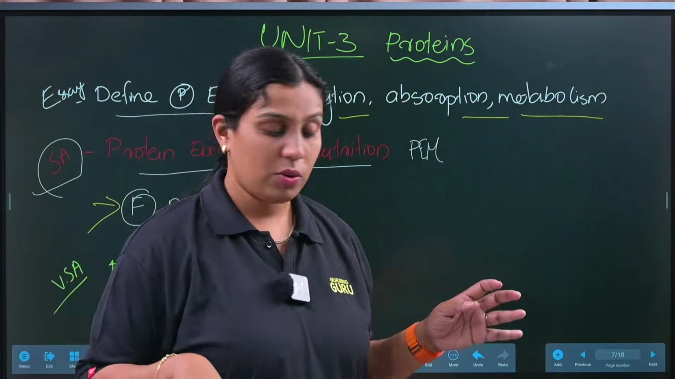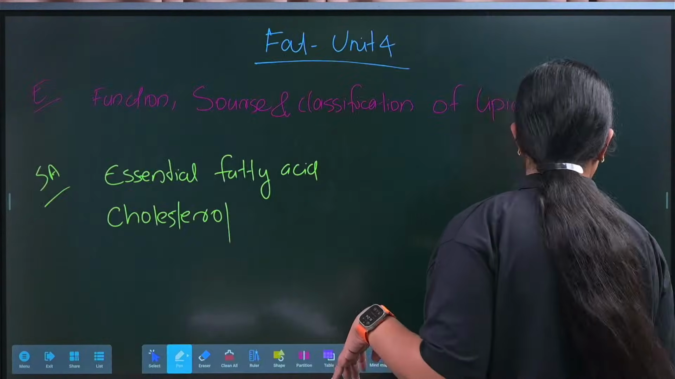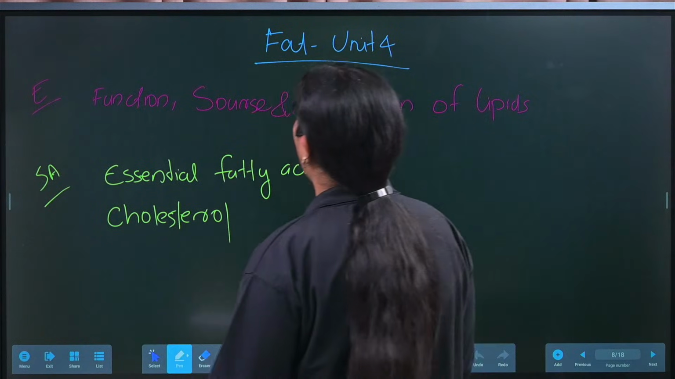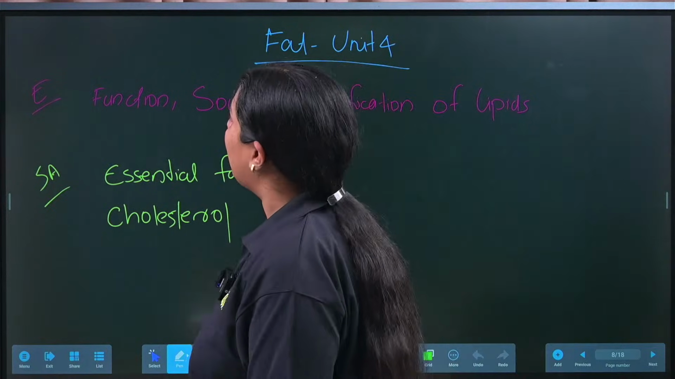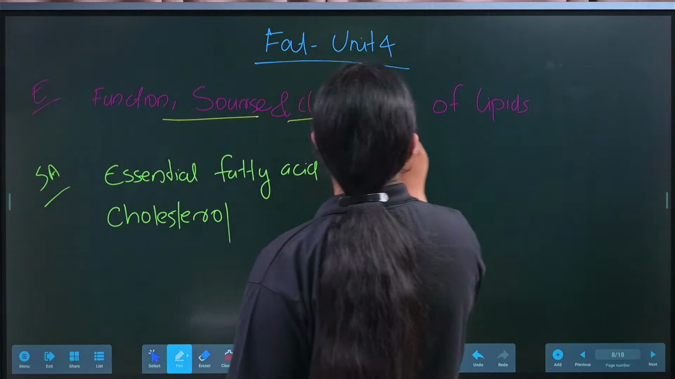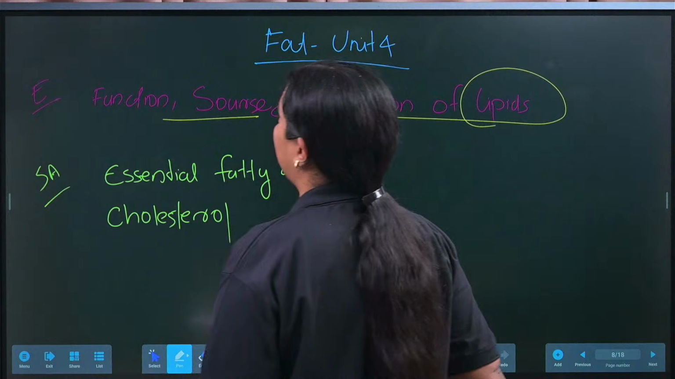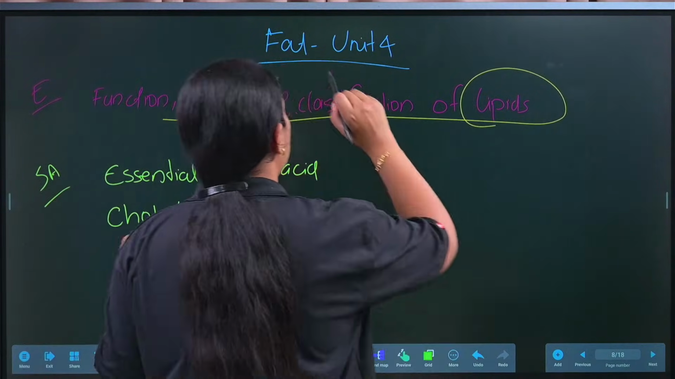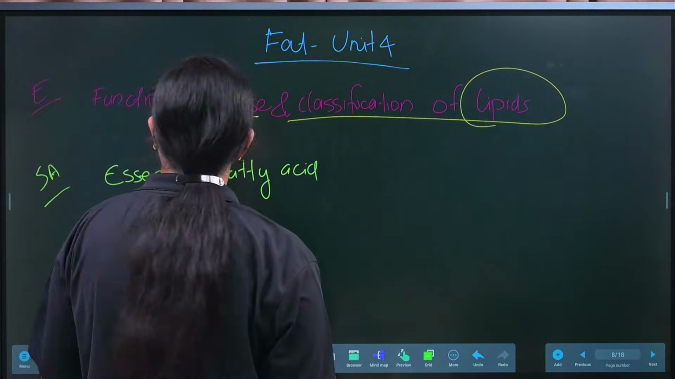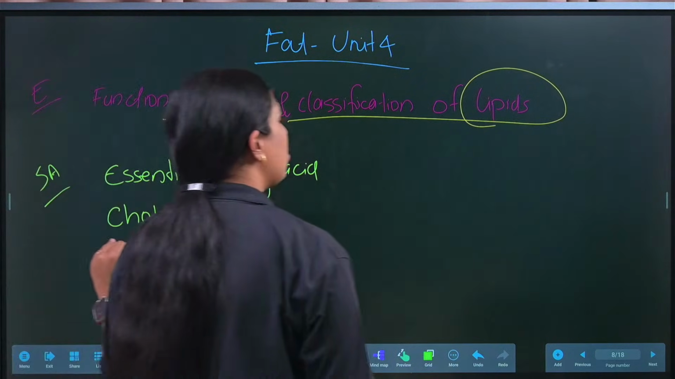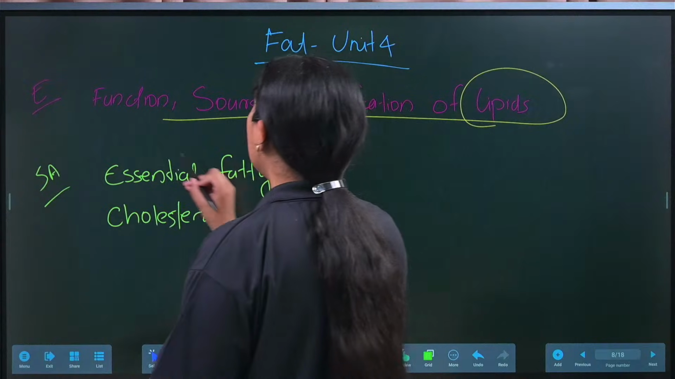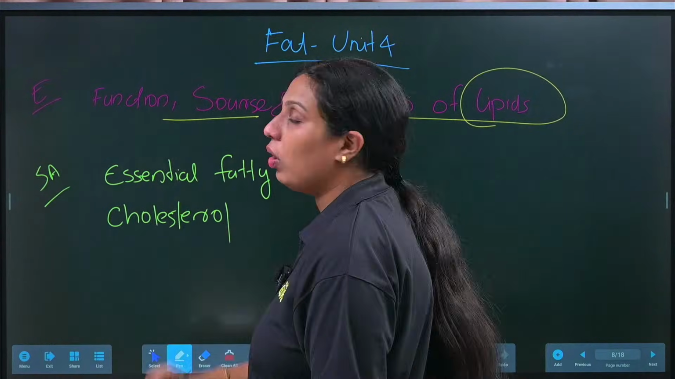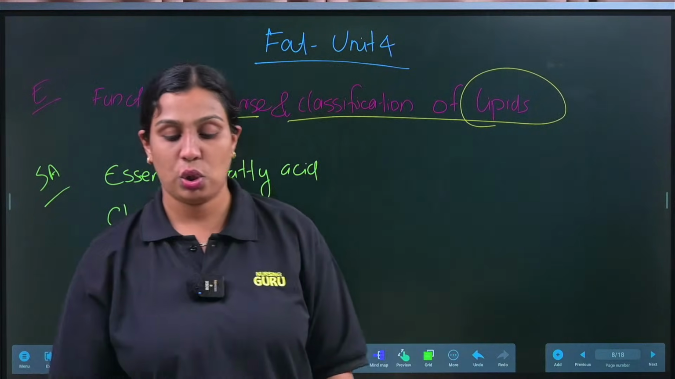Next unit. What is the next unit? That is unit 4, fat. One essay question we can expect is the function, sources and classification of lipids. And for a short answer question, meaning a 4-mark or 5-mark question, essential fatty acid and cholesterol. That you will get as a short answer question.